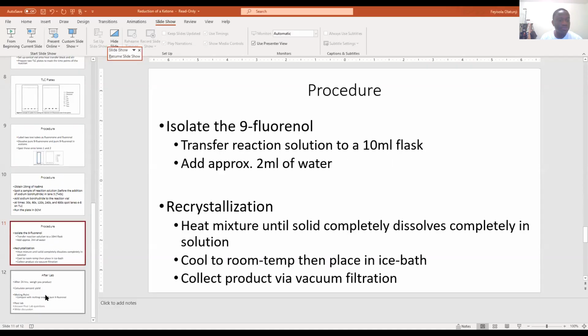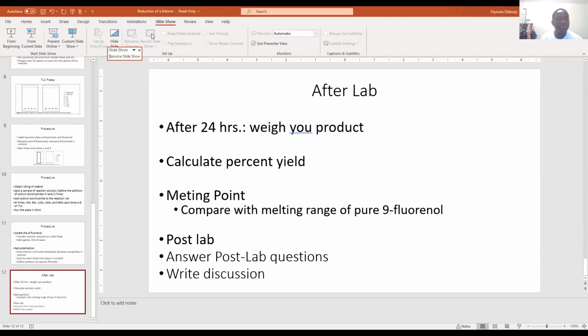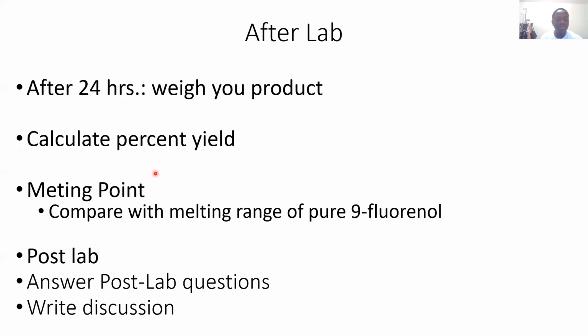For your melting point, the same story goes. The person will do the melting point. You get a value for your melting point and you compare it to that of pure fluorenol. How do you get the melting point of pure fluorenol? Internet, ask Siri or ask Google, I don't know, Alexa, they'll tell you. And then you write up your post-lab report, answer your questions, write your discussion, and then you're good.